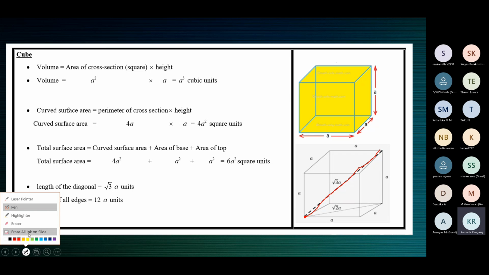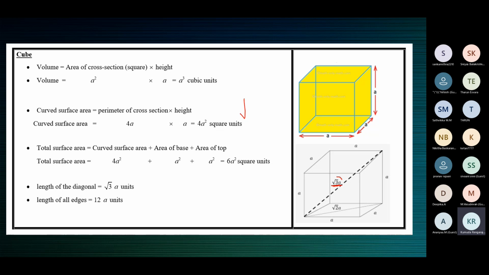Okay, so what you see in dotted lines is the length of the diagonal. You can see it's marked there, root 3 a units. Let's derive that. The length of the diagonal is root 3 a, children. By mistake I said root 3a units. It's not the square root of 3a. It's root 3 times a units. The a is outside the square root.